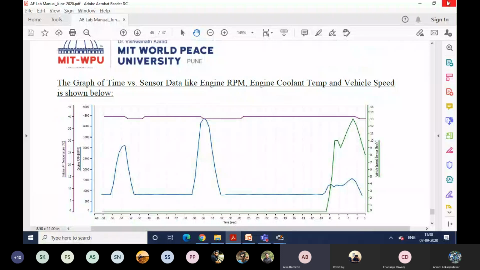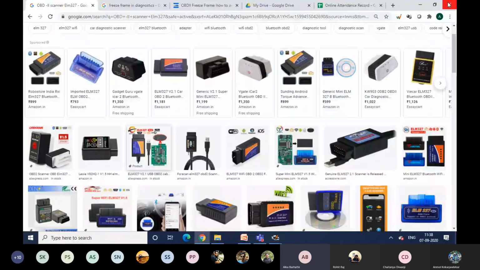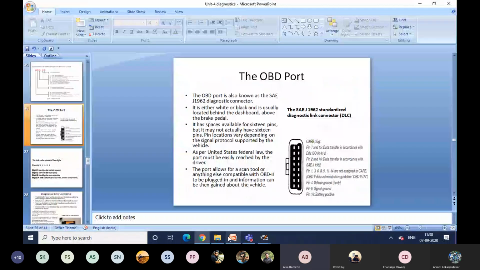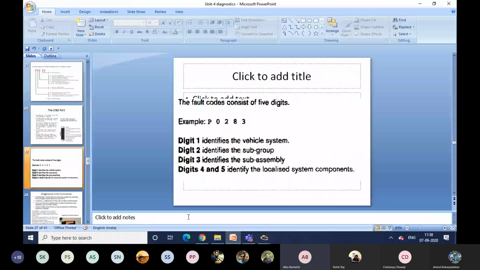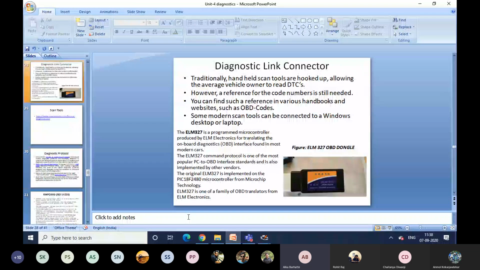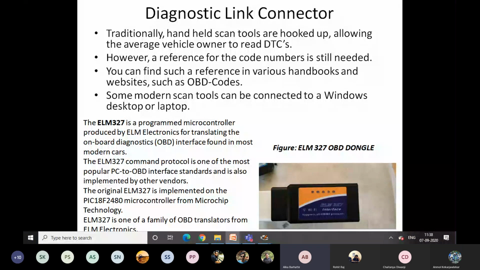Okay, so this is all about your diagnostic link connector. This is one of the examples, or a picture is represented in this particular presentation. So is there any doubt in this? Is that clear? You can search for these softwares and you can buy this particular unit.